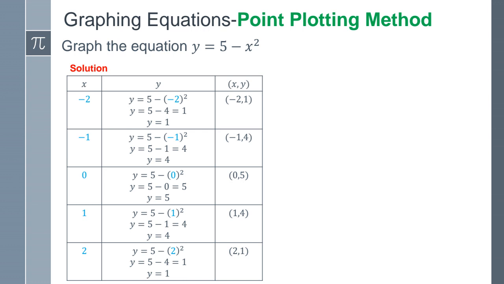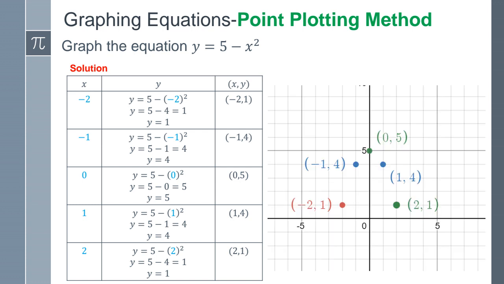So I'm going to do the same thing again for plotting on my rectangular coordinate system. Okay, I'm going to plot these points. The -2, 1, again, is 2 units to the left of 0, 1 unit up. For my -1, 4 is 1 unit to the left of 0, 4 units up. Just 5 units up on the y-axis for the 0, 5. 1 unit to the right of 0 and 4 units up for my 1, 4. 2 units to the right of 0 and 1 unit up for my 2, 1.